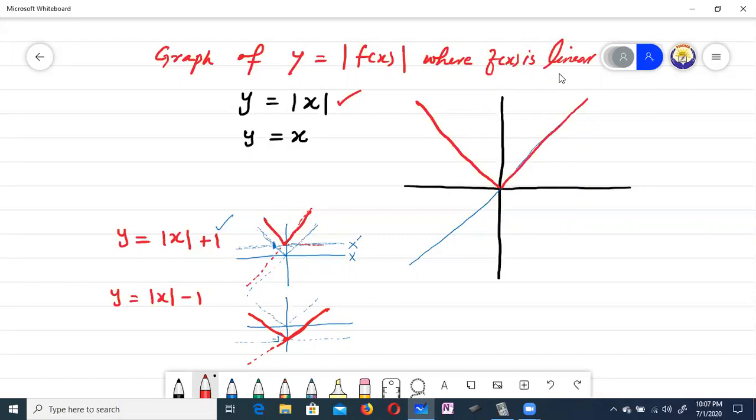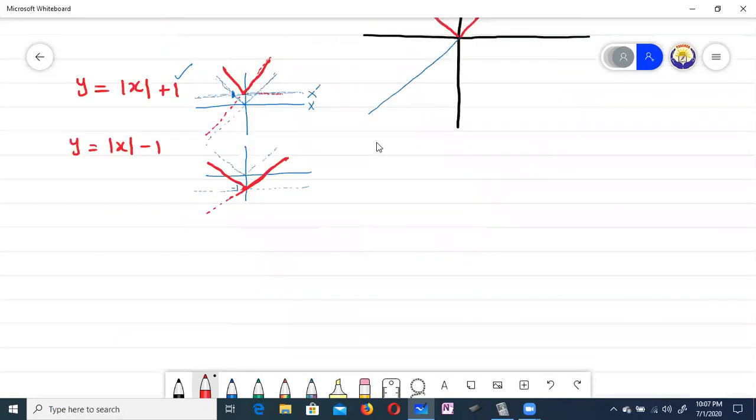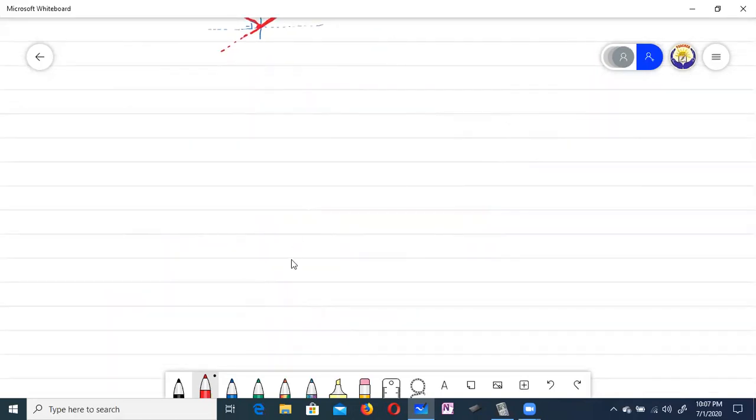Now we are going to start the exercise. Exercise 1.5. Question number 1 is having 6 parts. I will do first and the last part. First part, part A here is y equal to modulus of x plus 1.